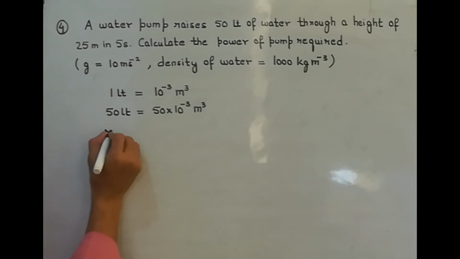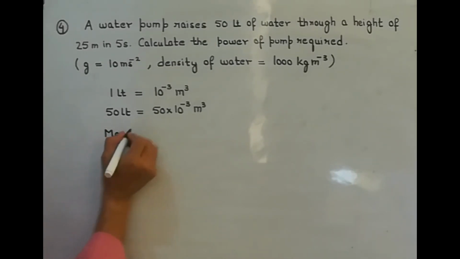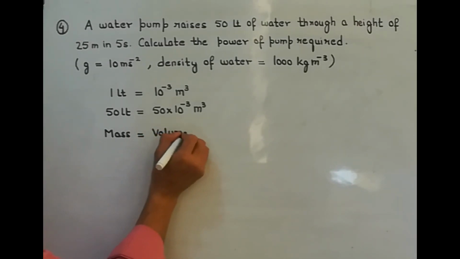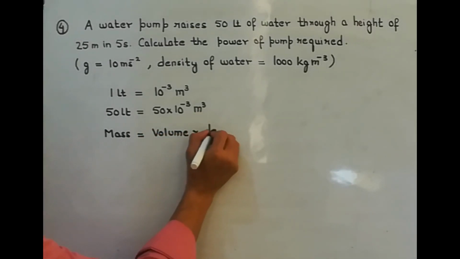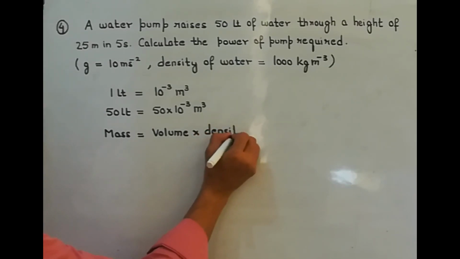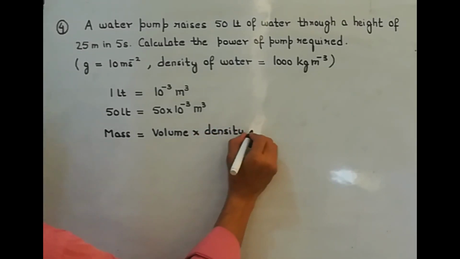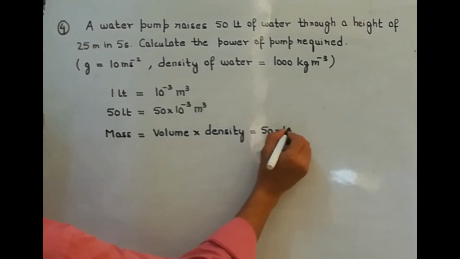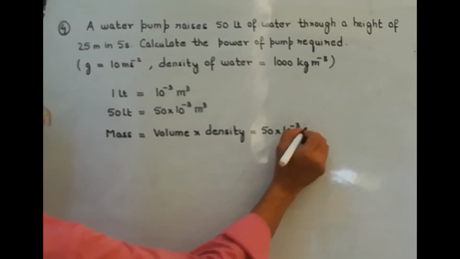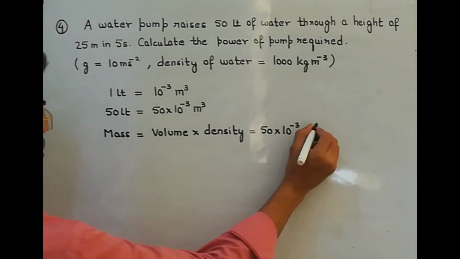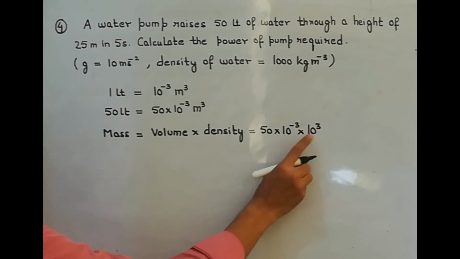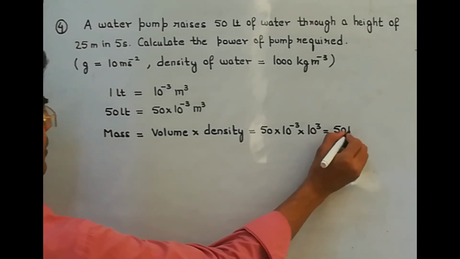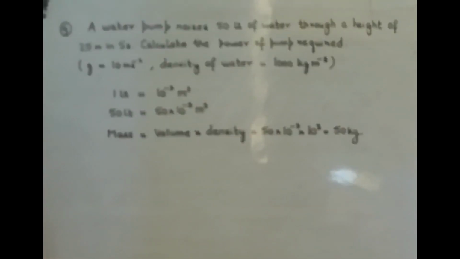So let us calculate the mass of water. So mass is equal to volume into density. So here volume is 50 into 10 raised to power of minus 3. Density is 1000, that is 10 raised to power of 3, so that will give you 50 kg.